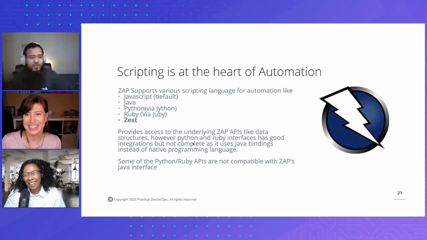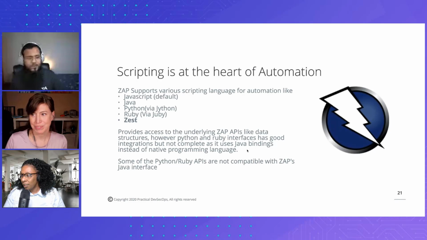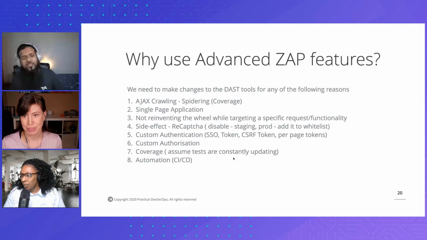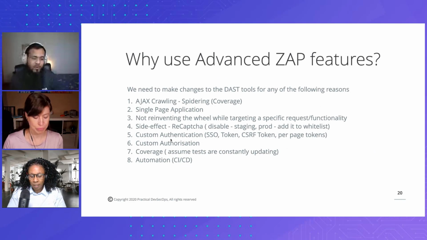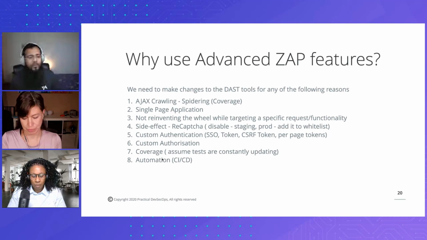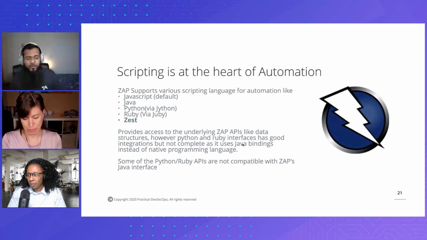But yeah, again, there is no reason for someone to say, oh, I don't know scripting. It's pretty easy to get started if you learn the basics. So we'll see how easy it could be. Okay, so now having said that, let's solve a couple of these problems, like spidering. What about custom authentication? What about coverage and automation in the CI/CD pipeline? So let's see examples of each of these.